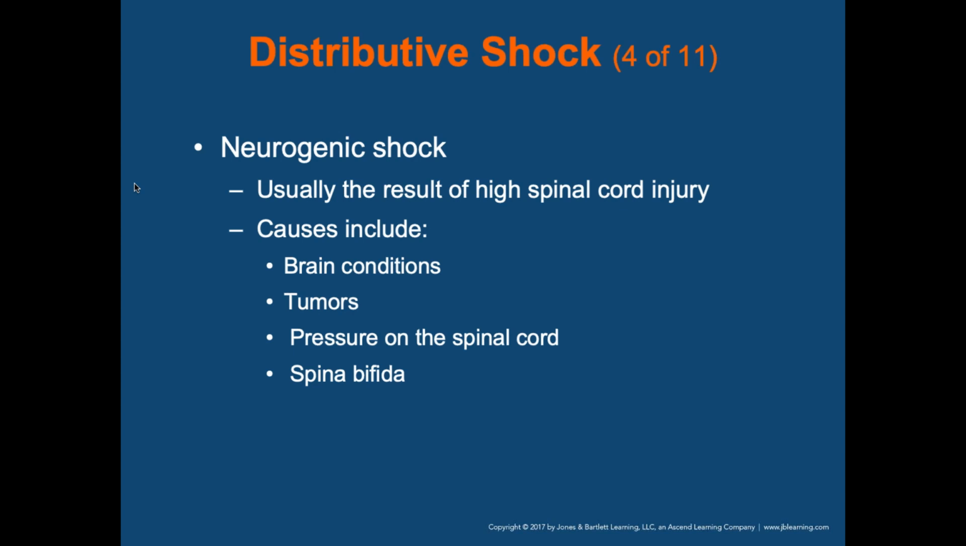Widespread dilation of vessels in combination with plasma loss through the vessel walls results in shock. Neurogenic shock is usually the result of a high spinal cord injury. Causes include brain conditions, tumors, pressure on the spinal cord, or spina bifida. So there are different things that could cause it.